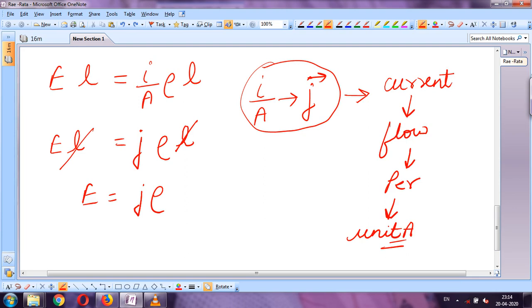What will be its unit? Its unit will be ampere per meter square. It will be a vector quantity. If it is a vector quantity, what will be its direction? The direction of current density will be identified with the help of the direction of flow of current. In whatever direction the current will be flowing, the same will be the direction of the J vector.